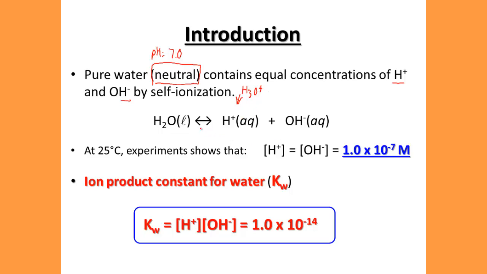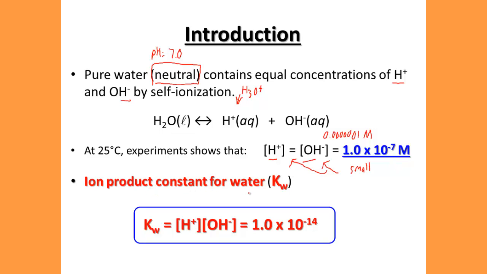As it dissociates, or breaks apart, ionizes into H+ and OH-, experiments have shown that the H+ concentration equals the OH- concentration at about 1.0 times 10 to the negative 7th molar. So only a very small amount of the water actually changes and ionizes into the hydrogen and hydroxide ions.